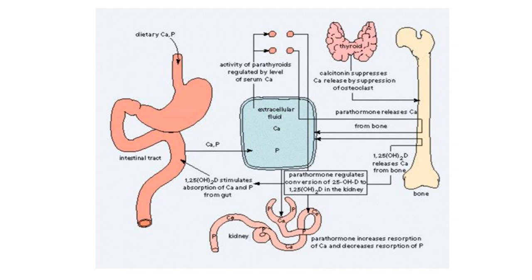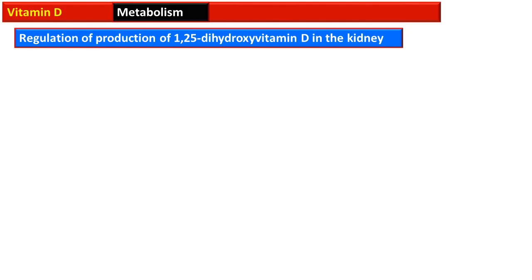regulates the concentration of alpha-1 hydroxylase, which is responsible for the conversion of 25-hydroxycholecalciferol to 1,25-dihydroxycholecalciferol in the body. This parathormone-regulated vitamin D also stimulates absorption of calcium from the intestine. Also, this parathormone increases the resorption of calcium and decreases the resorption of phosphate from the kidney tubule.